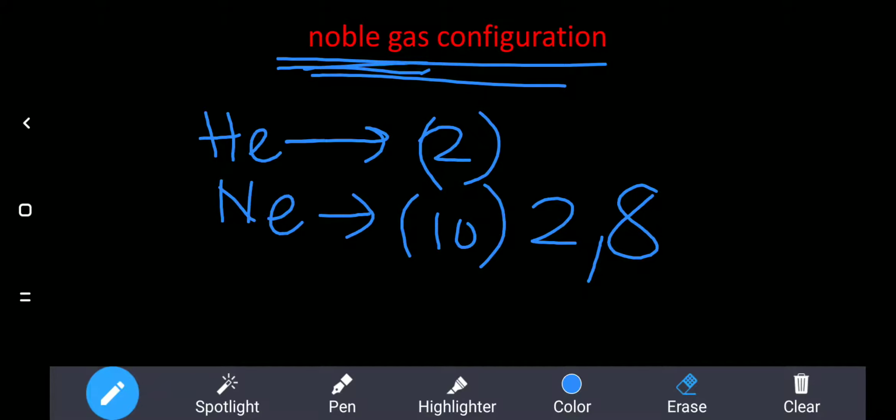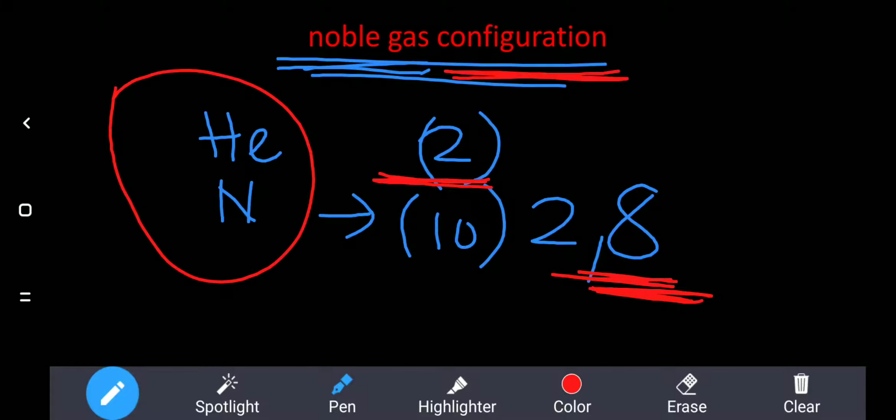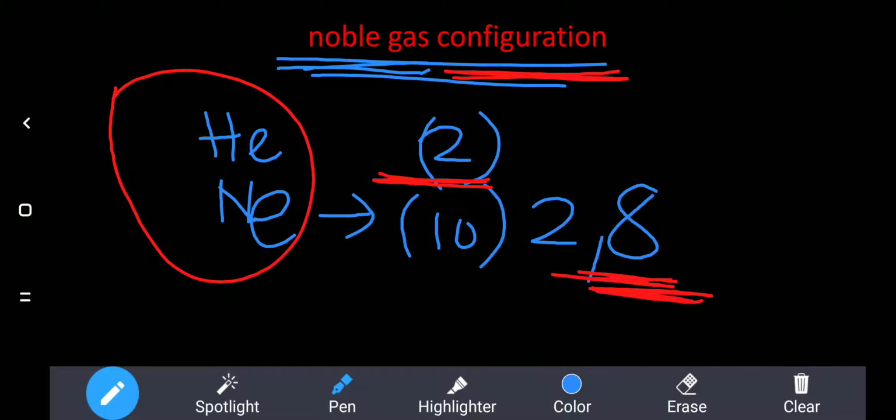When I talk about this, what is noble gas configuration? That means any other element, if they attain the configuration like this, in the outermost shell 2 electrons, or in the outermost shell 8 electrons, we say the elements have reached noble gas configuration. Because these noble gases, this is neon, not nitrogen, it just got erased. Helium 2 noble gas, this is the noble gas configuration, because helium and neon, they're noble gases.